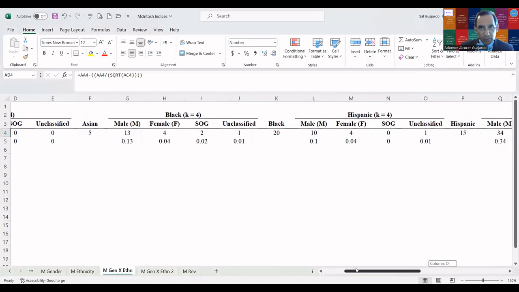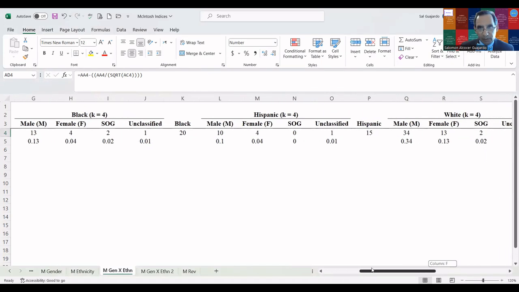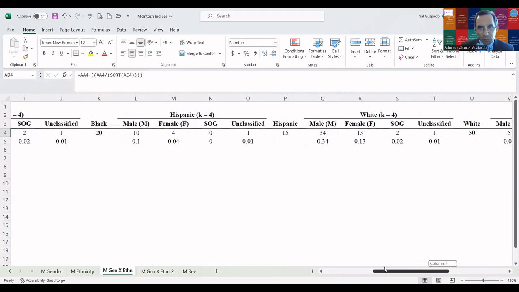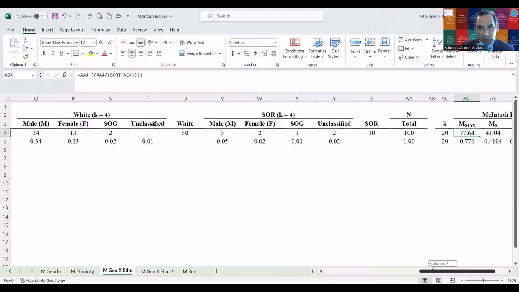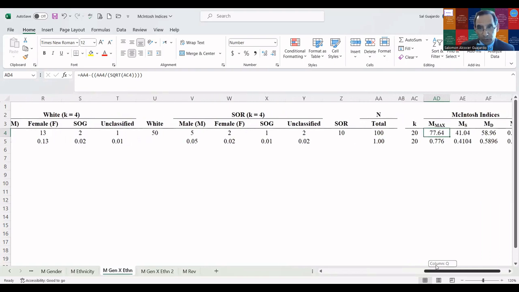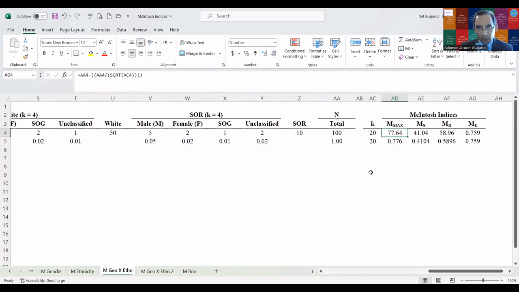Again, we have the Black workforce consisting of 20 employees. 13 of them are male, 4 are female, 2 of some other gender, 1 is unclassified. We have 15 Hispanics in the workforce with their gender distributed across the 4 categories. We have 50 white employees. Again, their gender is classified across 4 categories. And some other race, which is composed of 10 employees. So the K is 20. There are 20 groups across the 5 ethnic categories.